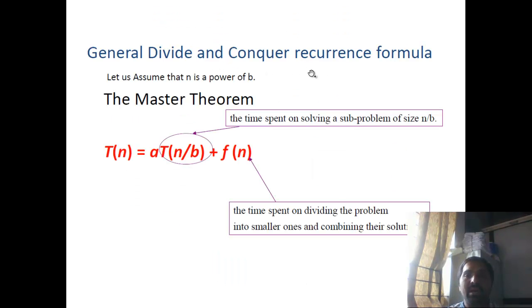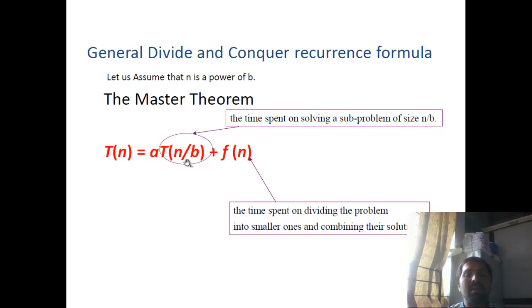So, the general divide and conquer recurrence formula. Let us assume that n is a power of b. Here we can apply the master theorem: T of n equals a into T of n by b plus f of n. Here a is some number of parts.